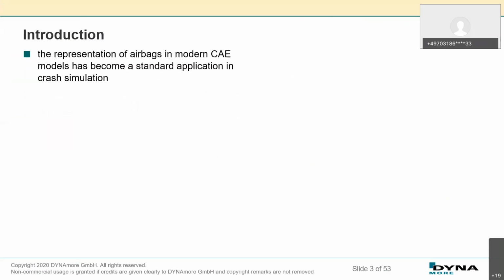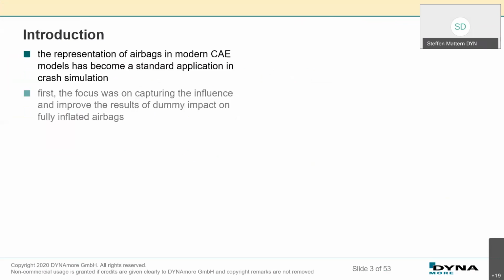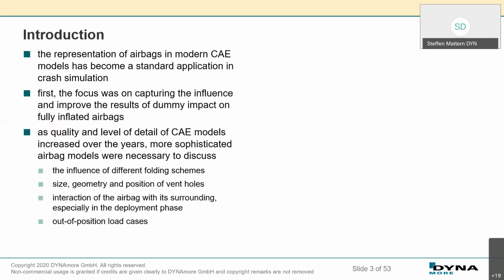It has been a standard application to model airbags in modern CAE models for occupant safety simulation for many years now. At first, the focus was on capturing the impact of the dummy to the fully inflated airbag. With today's sophisticated and detailed CAE models, we also want to capture more details with our airbag models, such as the influence of different folding schemes, the influence of vent holes or sizes of vent holes, positions of vent holes, the airbag's interaction with the surrounding in the early deployment phase, for example, to discuss the opening of an airbag's cover, and also out of position load cases where the occupant is close to the airbag at the time the airbag is fired.